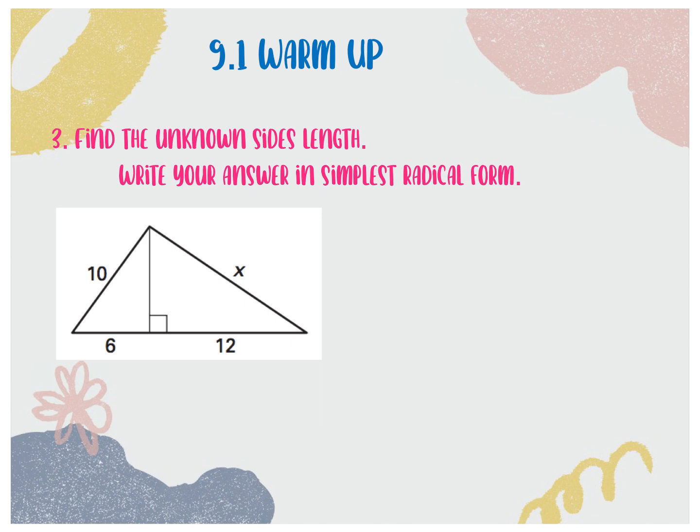Here's another example, just finding an unknown side length. And again, you can use the Pythagorean theorem. If you recognize that this triangle over here is actually a Pythagorean triple, you would see that that side is 8. And then from there, you could do the Pythagorean theorem to find x.